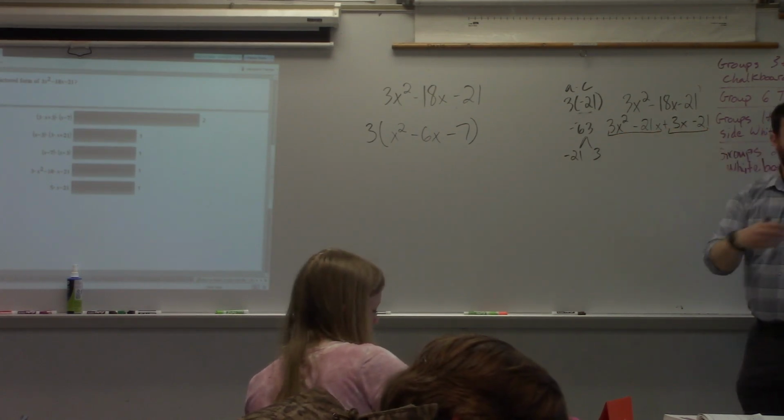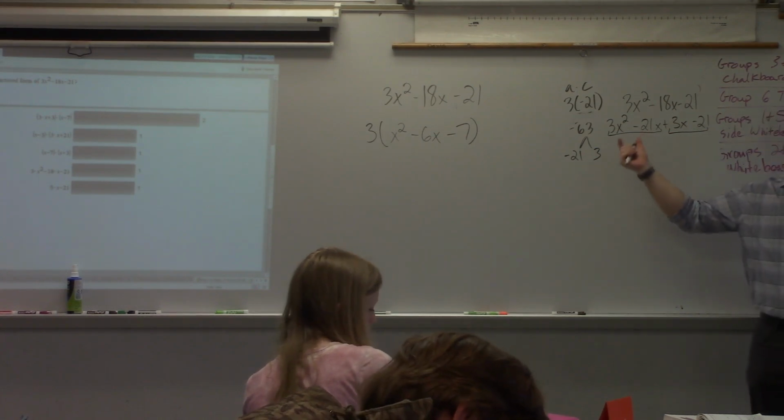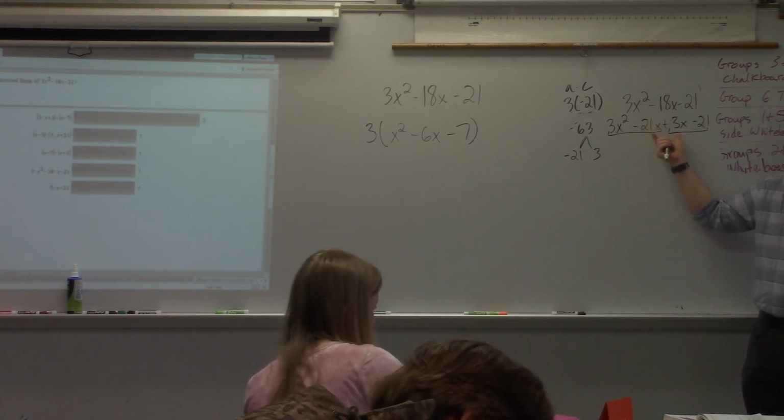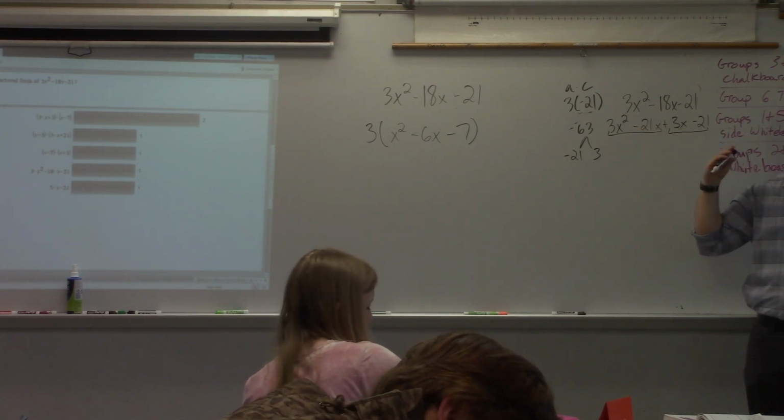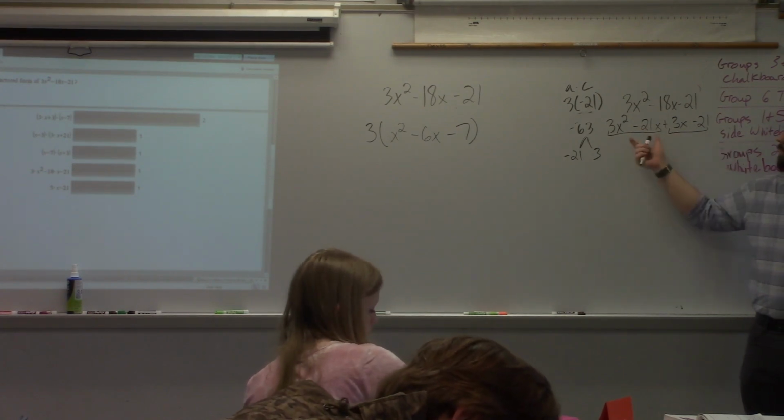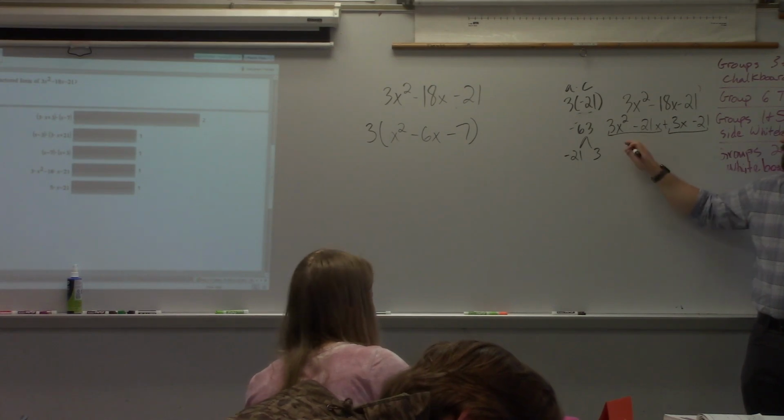And so Jamarcus, this is where you tried to start with that grouping right away, but if you don't have 4 terms, you can't have 2 groups. You have to have that 4 terms, okay? Looking at the first 2, what do they have in common? 3.